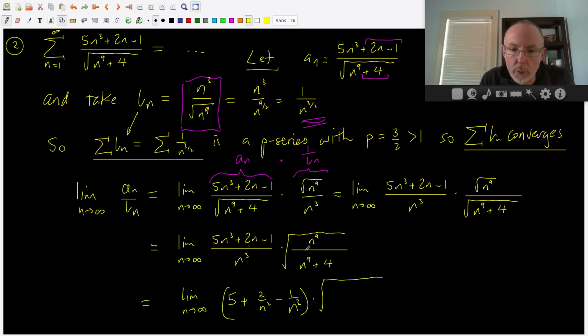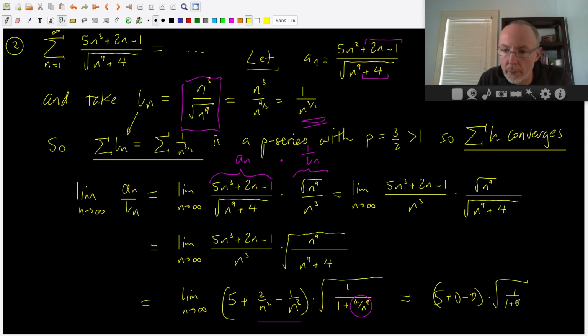And then inside the square root, I'm dividing top and bottom by n to the power of 9. And so I'm going to end up with 4 over n to the power of 9 inside the square root. And so I can evaluate that limit because I know that those two terms go to 0, and I know that that term goes to 0. And so what we're left with is 5 plus 0 minus 0 multiplied by the square root of 1 over 1 plus 0, and all of that works out to be 5. And that's a number greater than 0. And so the sums of the a's, the series that I get by adding the terms a sub n, and the series that I get by adding the b sub n, do the same thing.